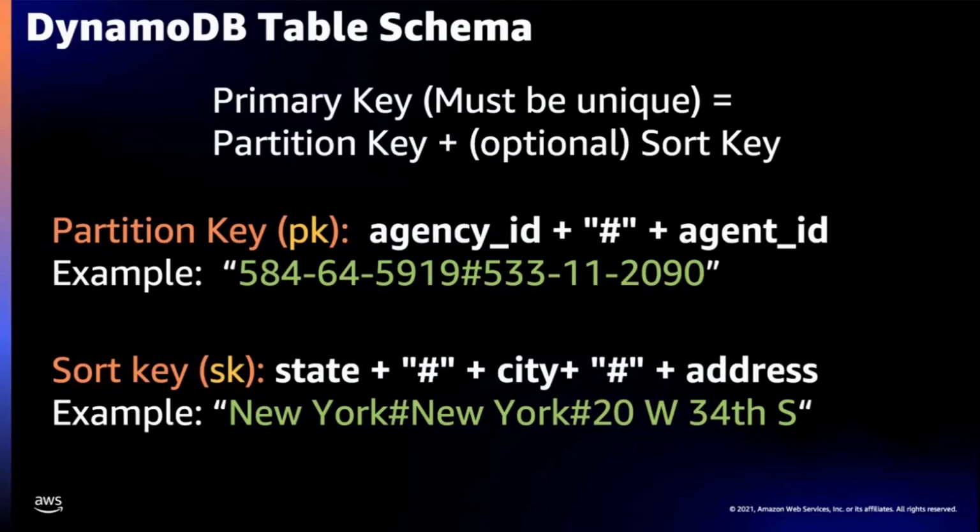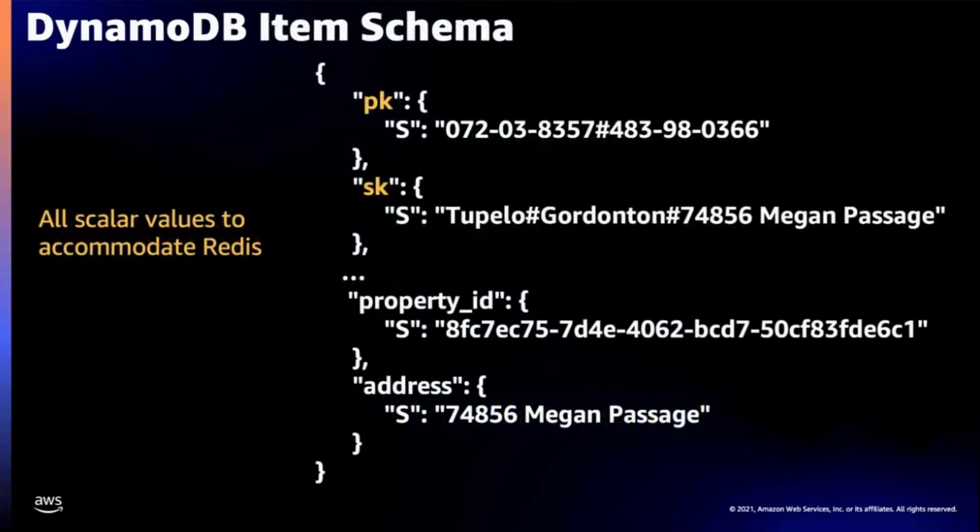So for today's design, our partition key is going to be the agency ID of the agency updating the property and the ID of the agent who is updating the property. We're going to join them with the pound sign. So you can see an example below there where those two numbers are. And then we're also going to have a sort key, which is going to include some locality information like our city and our address, also put together with the pound sign. And the combination of these two things will form our primary key, which will be unique for every item or property that we put in DynamoDB. And this is what that schema will look like if we put it in DynamoDB JSON.